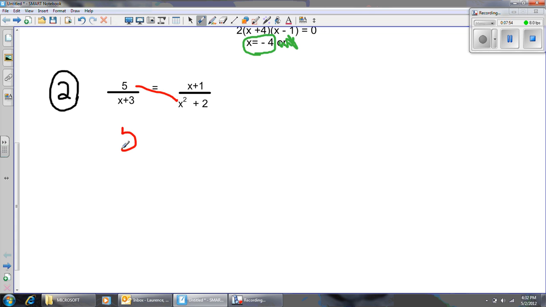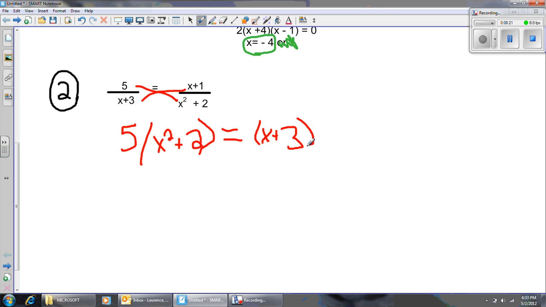I'm going to do 5 times the quantity of x squared plus 2. Close my quantity. And then I'm going to multiply the other way. And I'm going to get a FOIL problem of x plus 3. Yikes, this finger mouse is difficult. Times quantity of x plus 1.